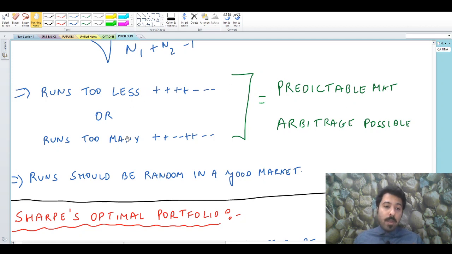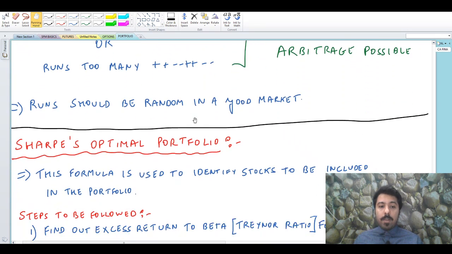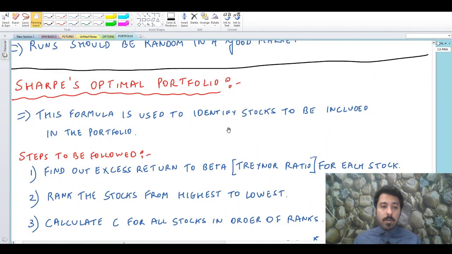Okay. And if there are too many runs, plus minus plus, there is too much volatility, which also means a predictable market. See, this is too much stability, this is too much volatility. Both ways you can make arbitrage profit if you already know how the market is going to perform. That is why you need to evaluate all of this. And in a good market, runs should be random. Okay, obviously only then will the market function smoothly and nobody will be able to misuse it.